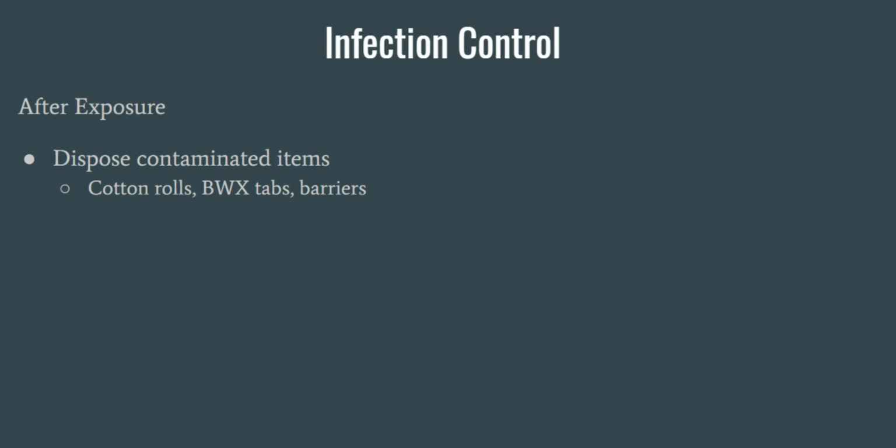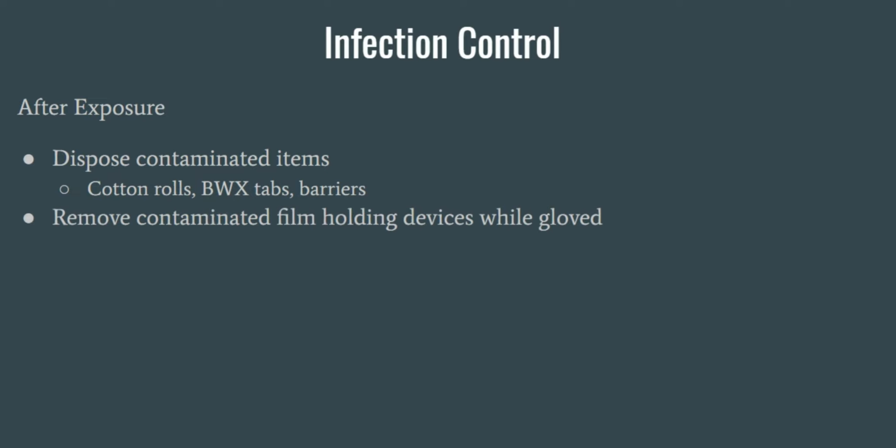If the patient is completely done, at this point, you would remove all of the barrier wraps that are on there as well, and they would all be disposed of. Then you would remove the contaminated film holding device while you are still gloved. Then you'd wash your hands and remove the lead apron if your patient is still there.